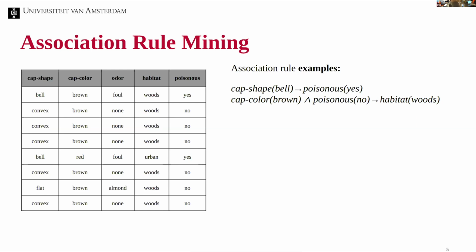So if you look at the data, whenever the cap shape is bell, two rows, we always have poisonous, yes. Or we can have combinations of features. If cap color is brown and poisonous no, then this mushroom has to be in a habitat woods. So these patterns are based on the co-occurrence values in the data. And we can also have rules that have negations, existential quantifiers, disjunctions, etc. But the main case that we focus on is just the basic co-occurrence with conjunctions of feature values.